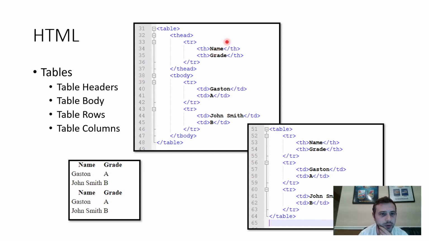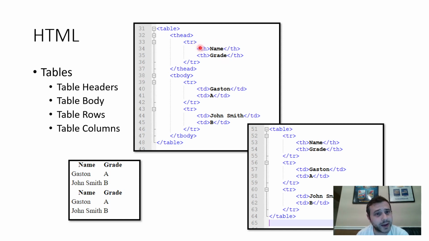So here I have a little example. Here's how you create a table. You just give it a tag of table. Notice I have an open tag and a close tag over here, and within that is the t-head. What this is saying is that this is where the table header begins.